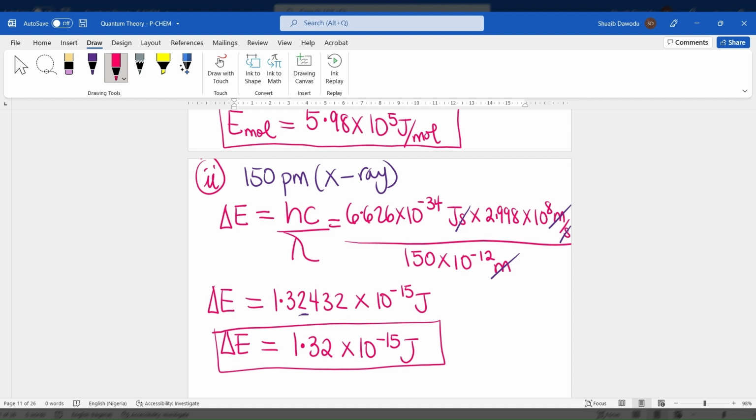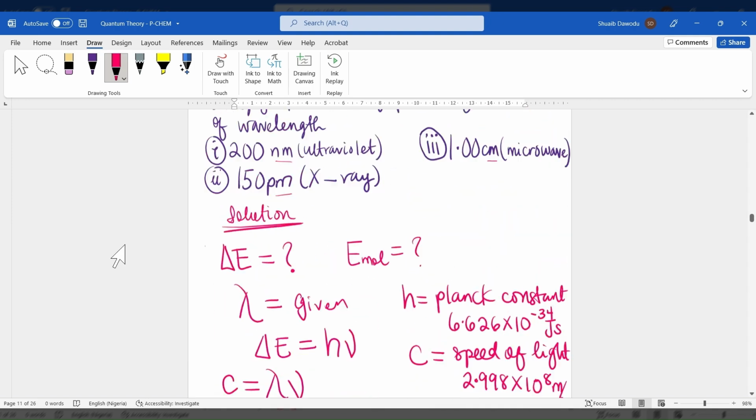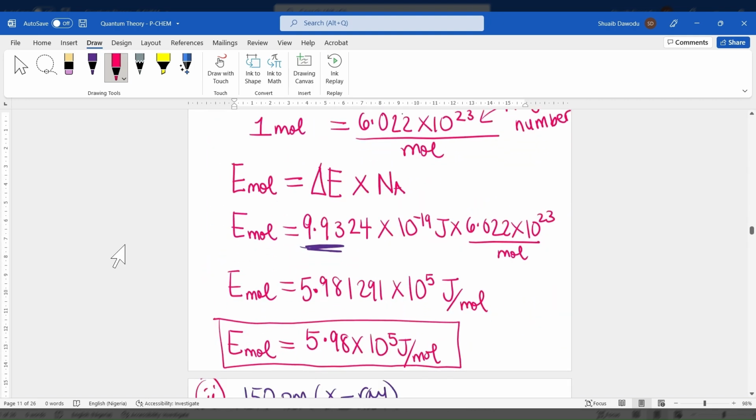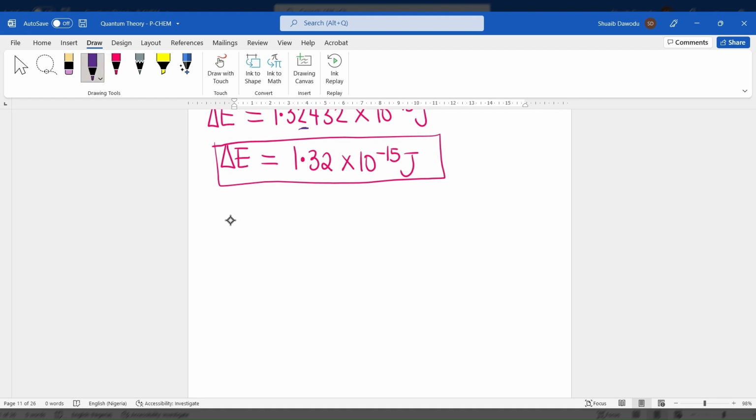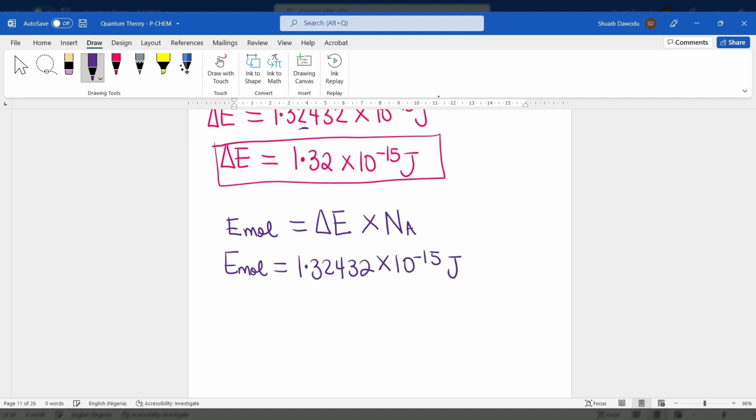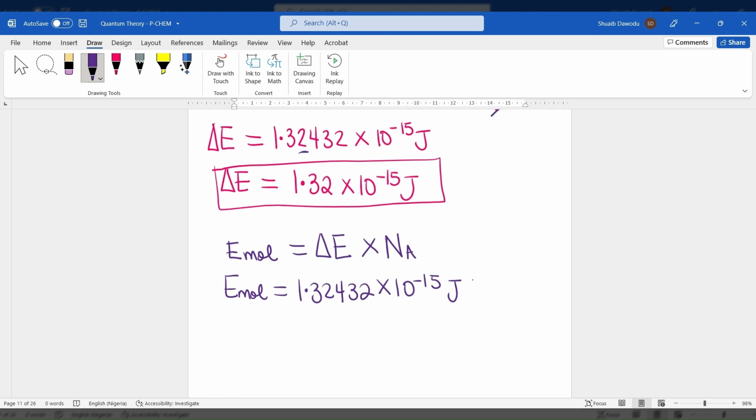Now, remember, our question is two-part. We also have to solve for the energy per mole of photons. So that's going to be the E mole here. So the E mole, remember, is just simply the energy per photon times the Avogadro's number, or the Avogadro's constant. So E mole is simply 1.32432, because we're going to use the raw value, times 10 raised to the power of negative 15 joules times the Avogadro's number, 6.022 times 10 raised to the power of 23 per mole.